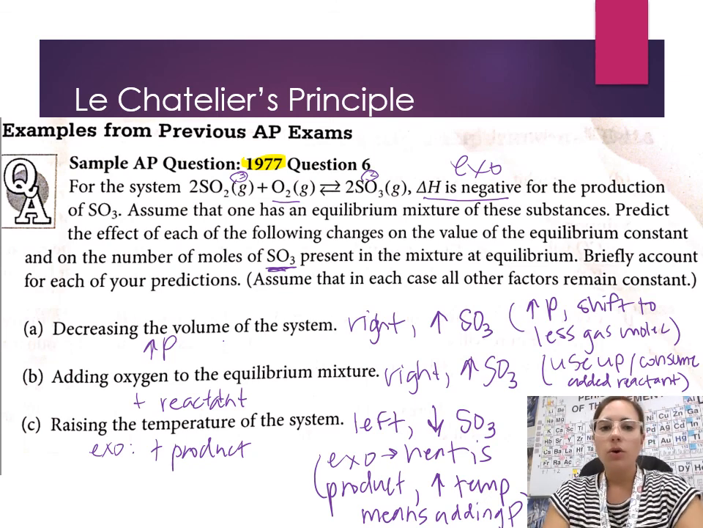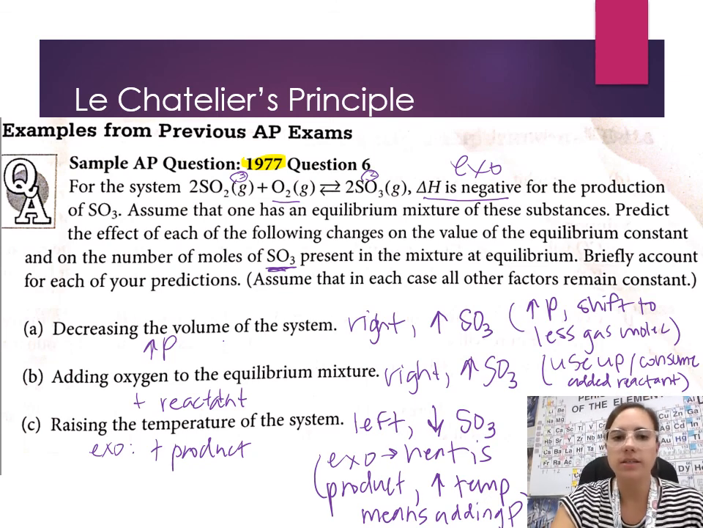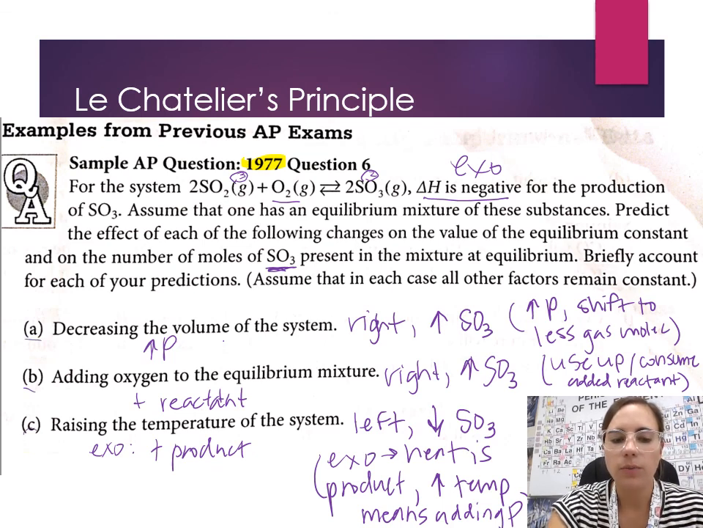Okay, so it also asks me what is going to happen to the value of the equilibrium constant. The equilibrium constant is going to stay the same for A and for B. For C, if we raise the temperature, the equilibrium constant in this case is going to decrease because we are shifting left.